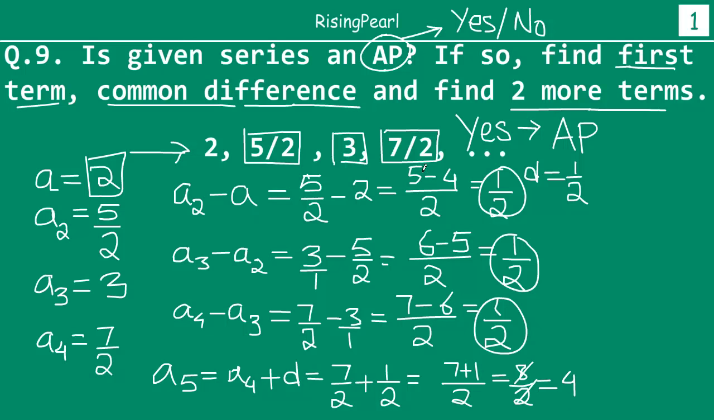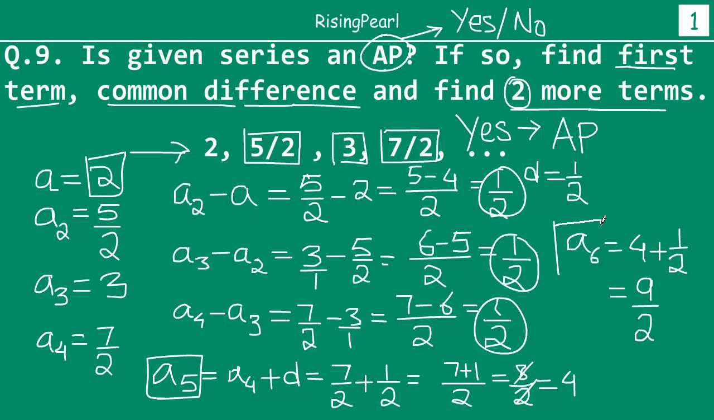So the very next term, the fifth term, will be 4, and similarly, because we have to find out 2 more terms, the sixth term will be the fifth term plus the common difference. So if we solve this, we will get 4 2s are 8 plus 1, 9 by 2. So the fifth and the sixth term for this series will be 4 and 9 by 2 respectively.